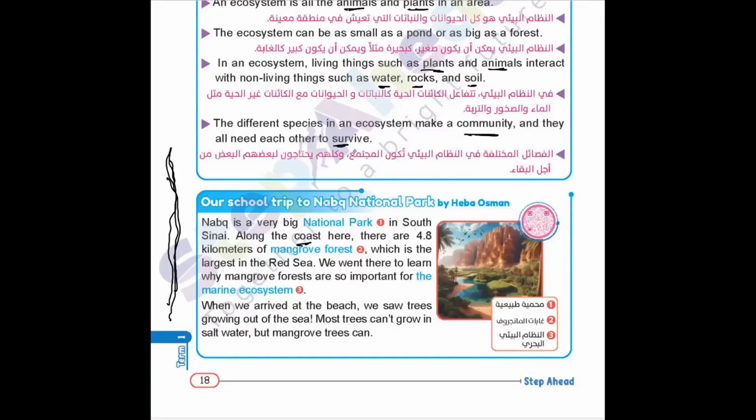When we arrived at the beach, we saw trees growing out of the sea. This is the first description of mangrove trees. What is the first point they can note? They can find trees growing out of the sea. Most trees can't grow in salt water. This is normal for trees in general. Trees cannot live in salt water, but mangrove trees can. This is one advantage of mangrove trees. They can live and grow in salt water.